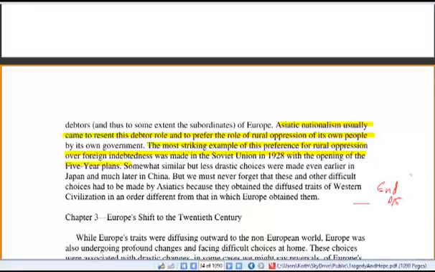The most striking example of this preference for rural oppression over foreign indebtedness was made in the Soviet Union in 1928 with the opening of the 5-year plans. Somewhat similar but less drastic choices were made even earlier in Japan and much later in China. But we must never forget that these and other difficult choices had to be made by Asiatics because they obtained the diffused traits of Western civilization in an order different from that in which Europe obtained them.